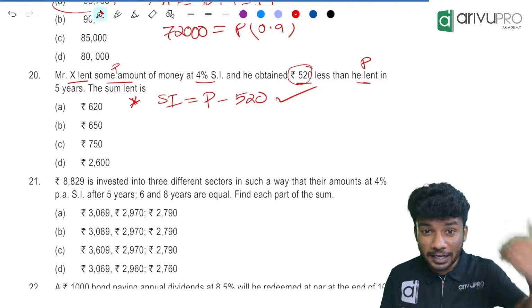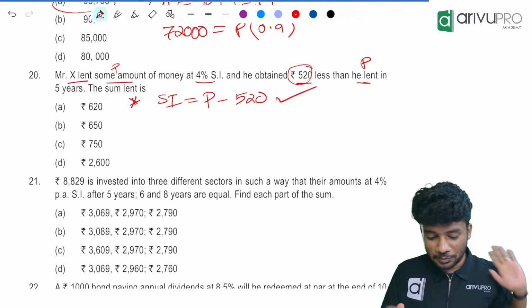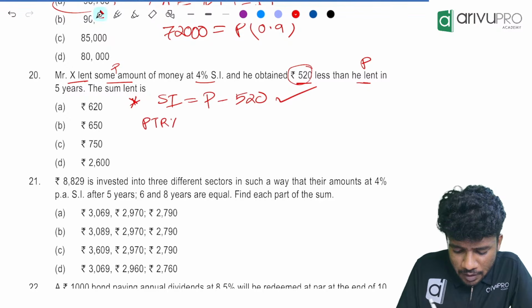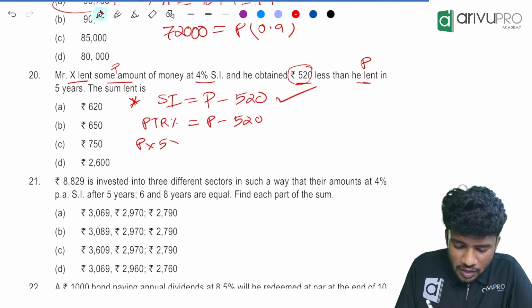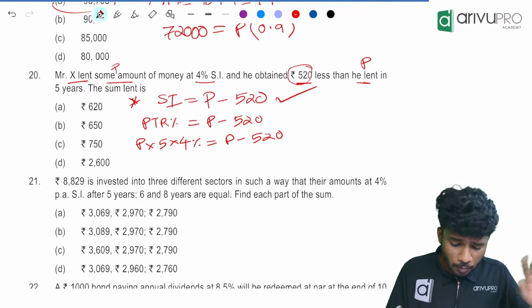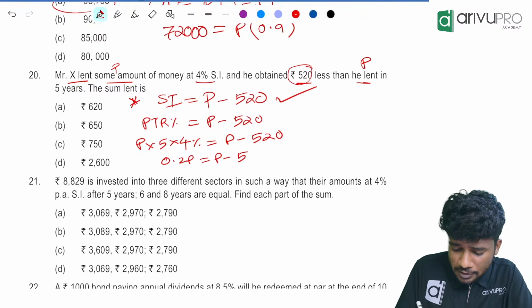Some people will take it like the amount is equal to that. You might make a mistake. Don't make that mistake. SI is what, people? We know that it is nothing but PTR percentage, which is equal to P minus 520. P into T is how much over here? 5 years. R is how much over here? 4%, which is equal to P minus 520. Now, 5 into 4% is how much? 0.2. So I can write 0.2 P is equal to P minus 520.